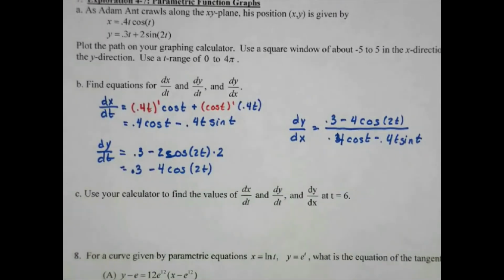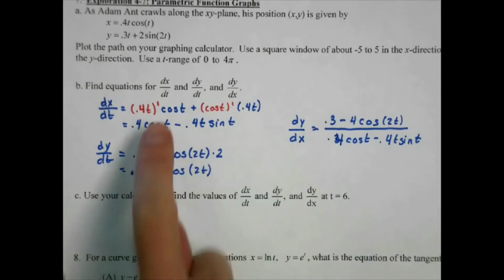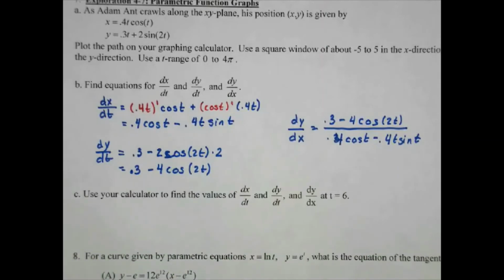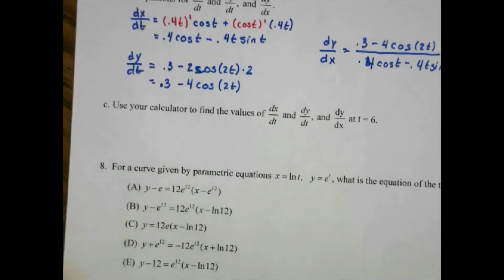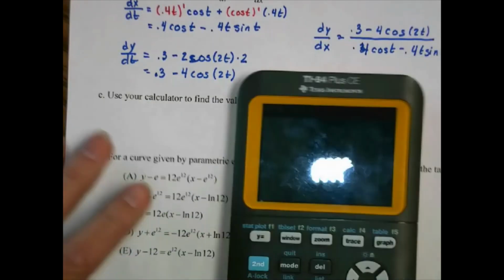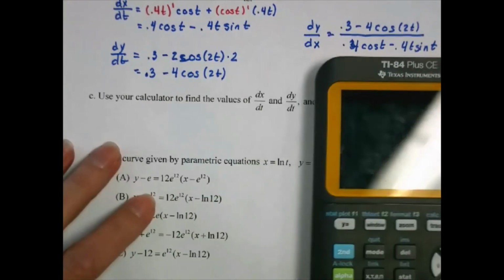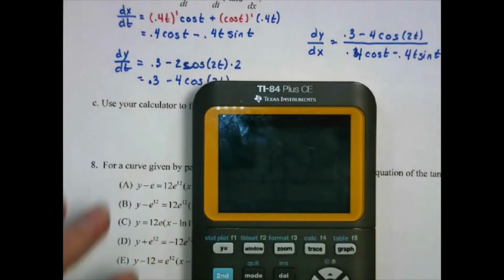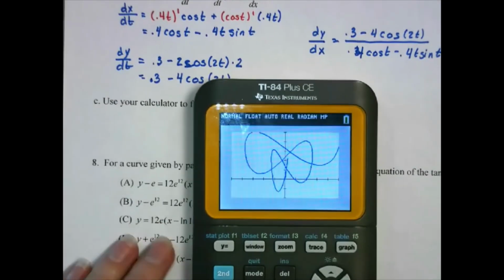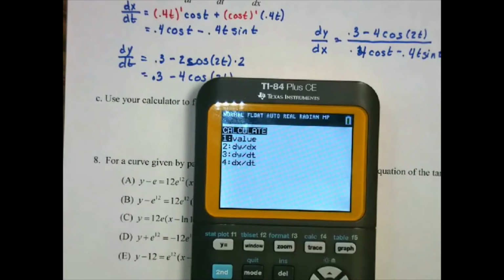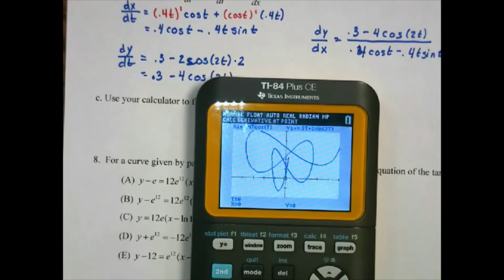The next thing we're going to do is find dx dt, dy dt, and dy dx at t equals 6. We could certainly plug each of these into these equations, but if we're using our calculator anyway, we can use the calculator to find those values for us. On our graph, if we go to second calc, our options are dy dx, dy dt, and dx dt. So we're just going to do each of these. So dx dt, and then we're going to type in 6 and hit enter.